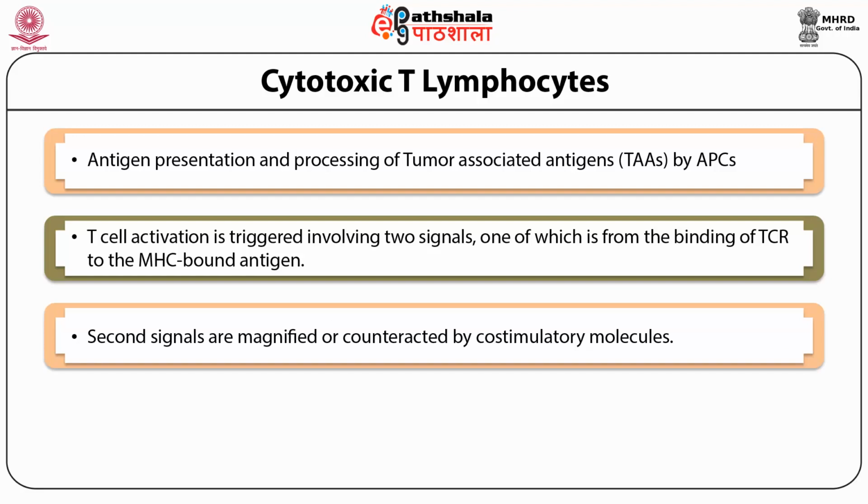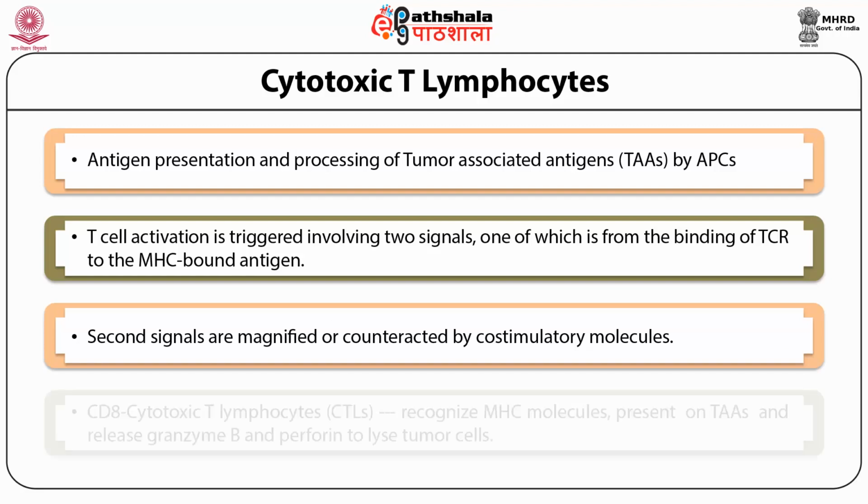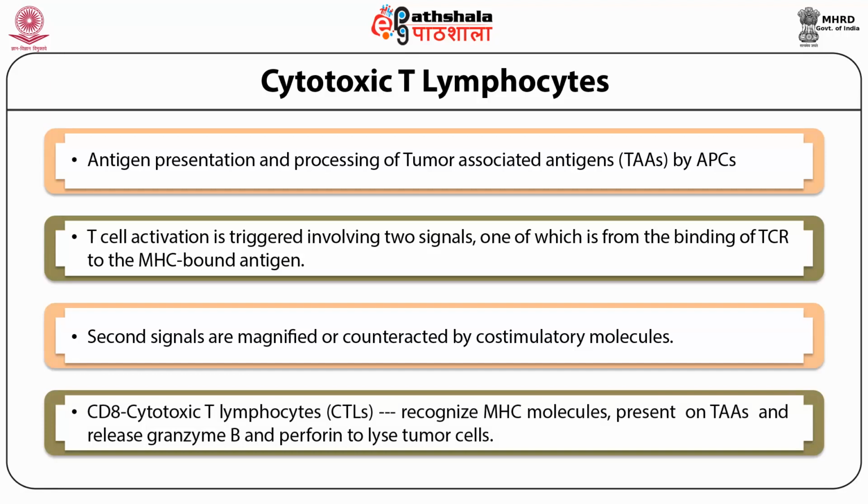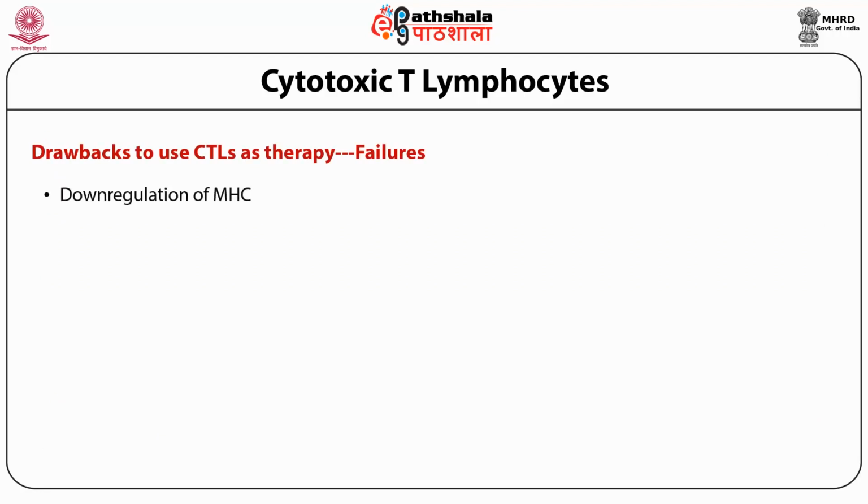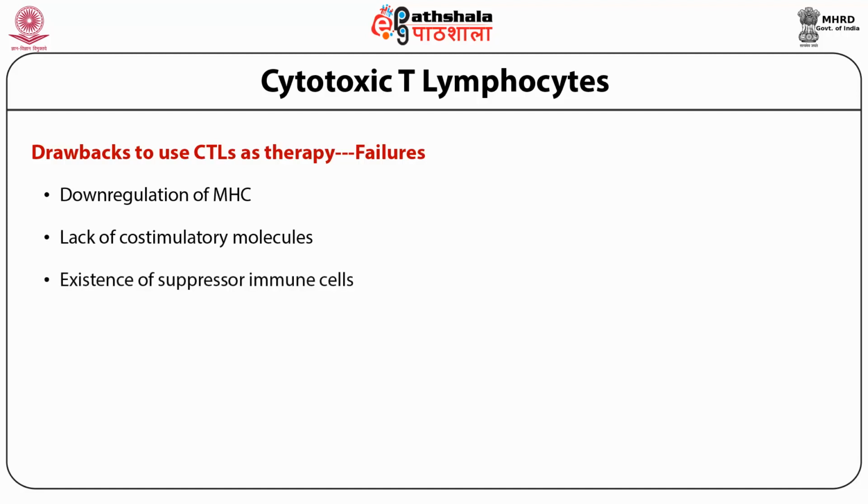Now these cytotoxic T lymphocytes, which could be CD8 positive alpha beta T cells, could recognize MHC molecules present on tumor cells and release granzyme B or perforin to lyse the tumor cells. However, downregulation of MHC, lack of co-stimulatory molecules, or existence of suppressor immune cells in the tumor mass like Tregs or myeloid-derived suppressor cells make it a difficult task for the CTLs to reduce the tumor mass.